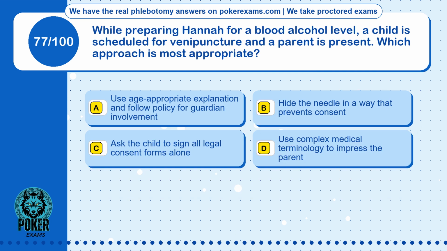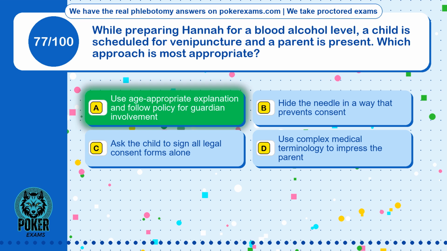Question 77. While preparing Hannah for a blood alcohol level, a child is scheduled for venipuncture and a parent is present. Which approach is most appropriate? Option A. Use age-appropriate explanation and follow policy for guardian involvement. Option B. Hide the needle in a way that prevents consent. Option C. Ask the child to sign all legal consent forms alone. Option D. Use complex medical terminology to impress the parent.